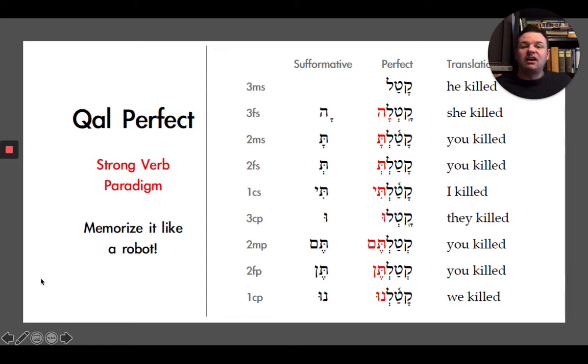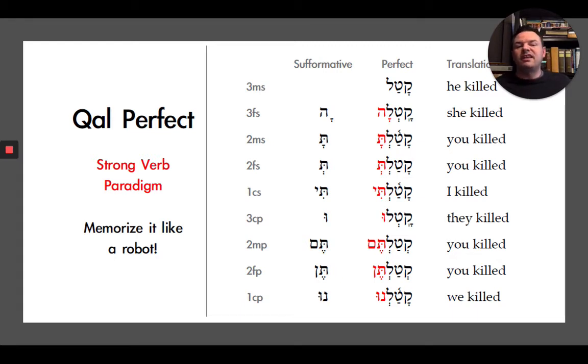So, qatal, qatalah, qatalta, qatalt, qatalti, qatalu, qetaltem, qetalten, qatalnu. So, we killed, qatalnu, right? You killed, and you're talking about masculine plural, qetaltem, right? So that's how we use those verbs.